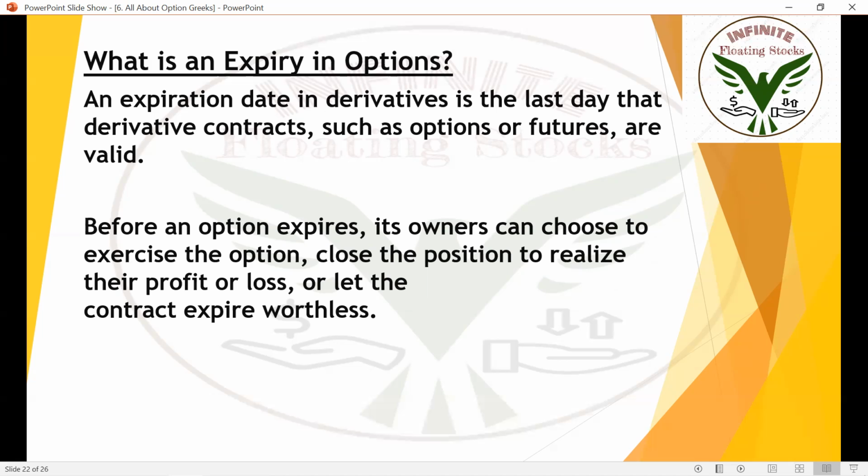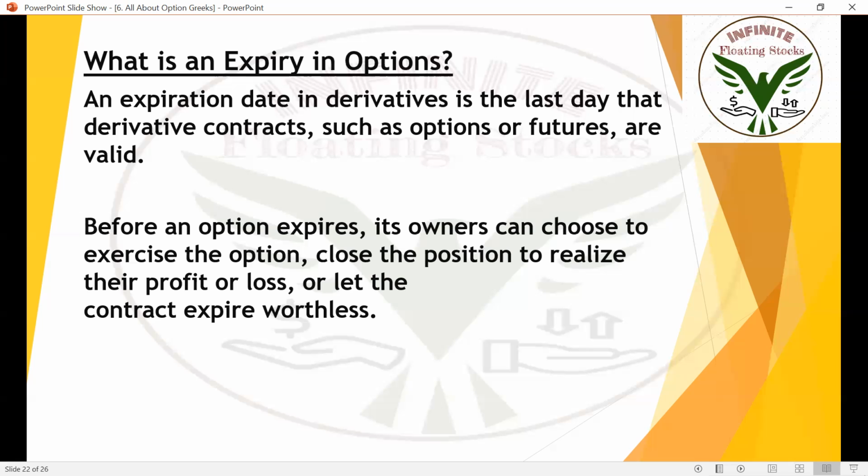Before an option expires, the owner, who is the one making an option contract by paying the premium, gets the right. That owner has three choices. He can exercise the option, he can close the position, or he can lapse the option. You already know what exercising and lapsing the option are. I have explained them in our previous session, so I hope you remember it.